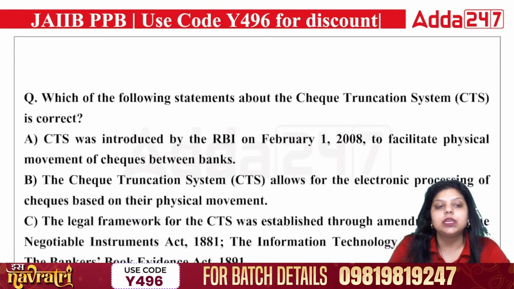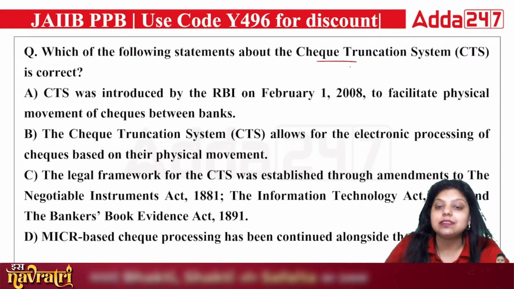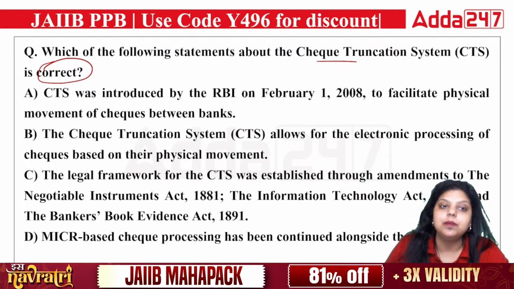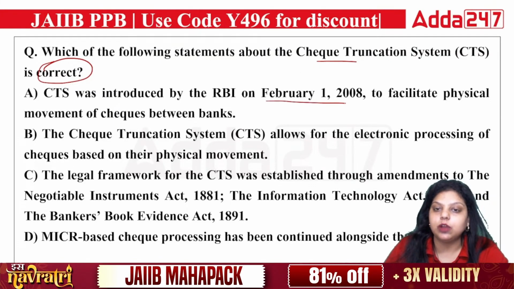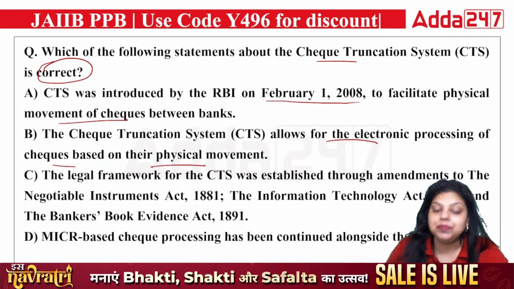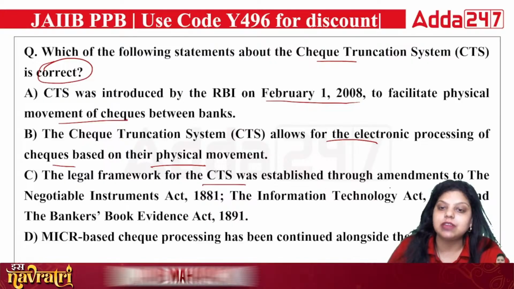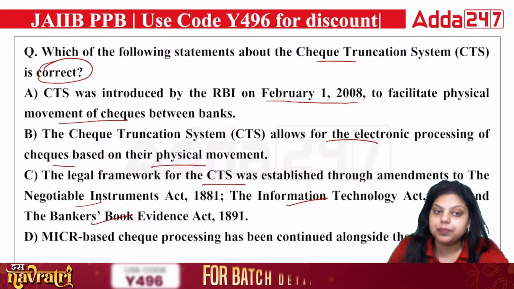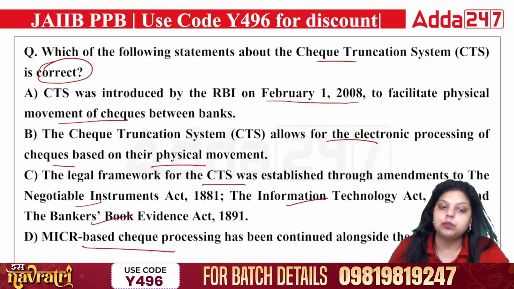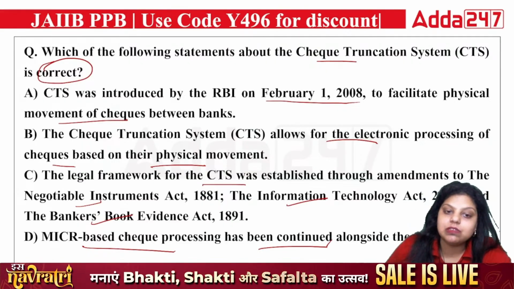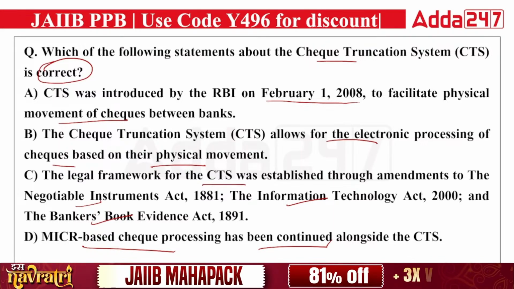Next. Which of the following statements about CTS is correct? First is saying CTS was introduced by RBI in February 2008 to facilitate physical movement of checks between banks. Second, CTS allows for electronic processing of checks based on their physical movement. Third, the legal framework for CTS was established through amendments to the Negotiable Instruments Act, IT Act and Bankers' Books Evidence Act. And the fourth is saying MICR based check processing has been continued alongside the CTS. So which statement is correct here? A, B, C or D?